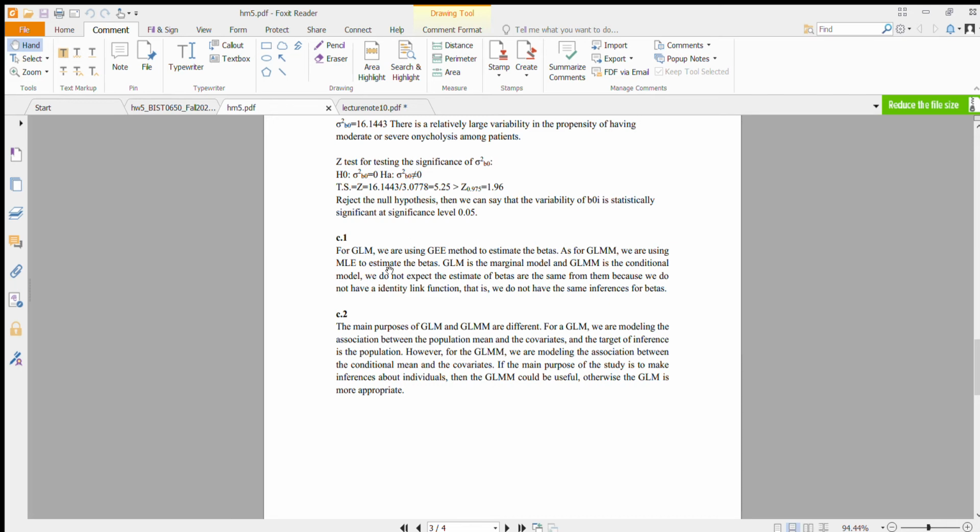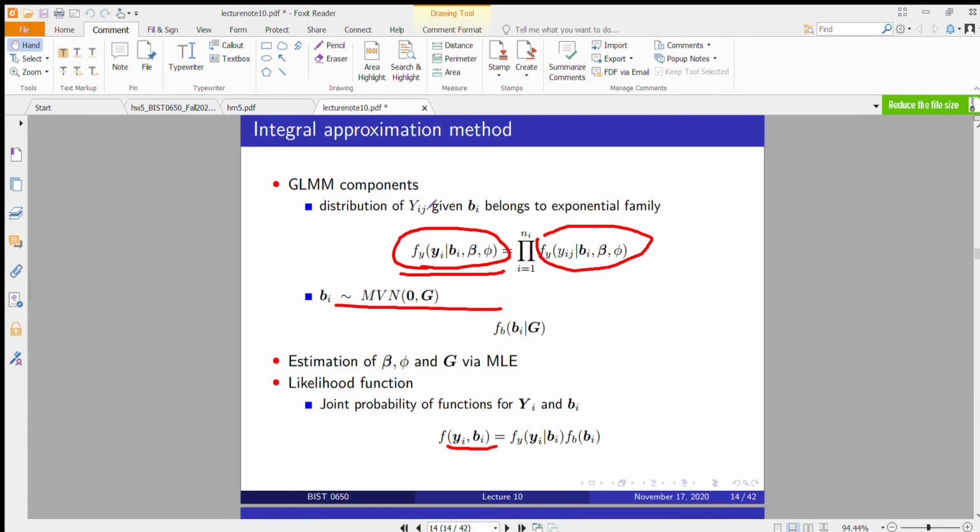First, we should know that for GLM, we are using GEE to estimate the betas. But for the GLMM, we are using the MLE to estimate the betas. We use a different method, and that's why we are getting different estimates for betas in these two models. So let's look at more details.